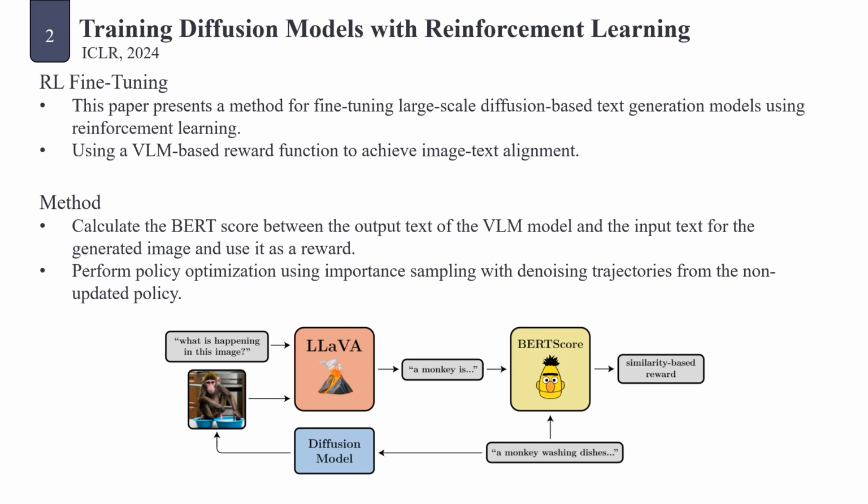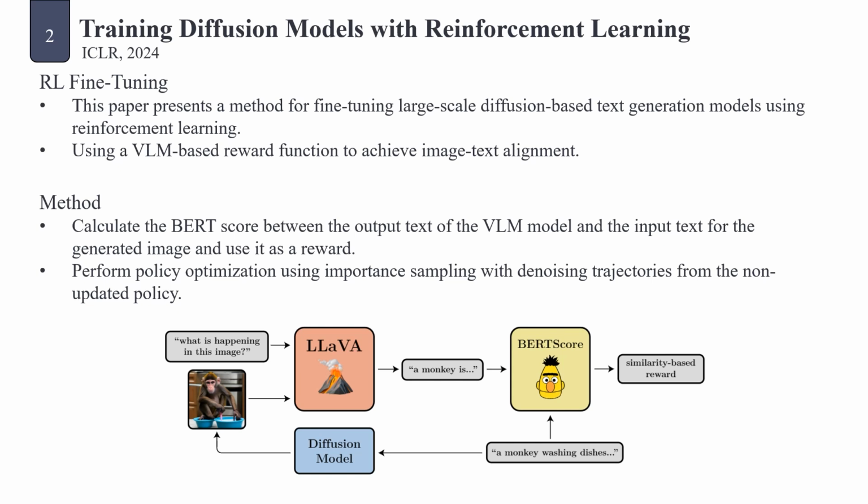First, the pre-trained diffusion model generates an output image based on an input text. Then the generated image, along with the prompt, "what is happening in this image", is fed into the VLM to produce an output text. As a result, we obtain the input text of the diffusion model and the output text from LAVA. To define the reward based on the similarity between these two texts, the paper employs BART score.